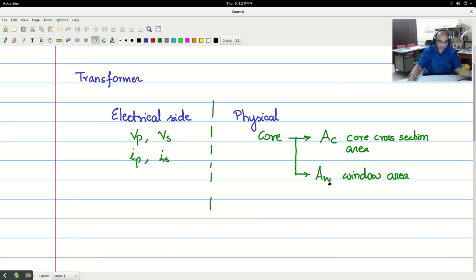So before we go further in the design, I would like to show some cores so that you get an idea of what this core cross section area is, what this window area is. It will help you in identifying these two areas in any given core, and also help you in selection of the cores.